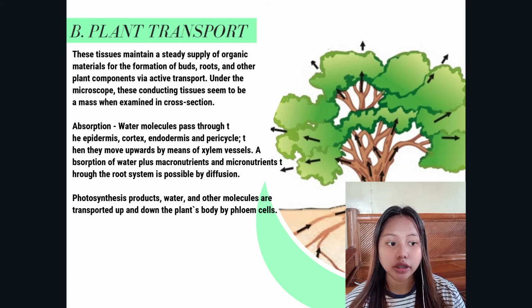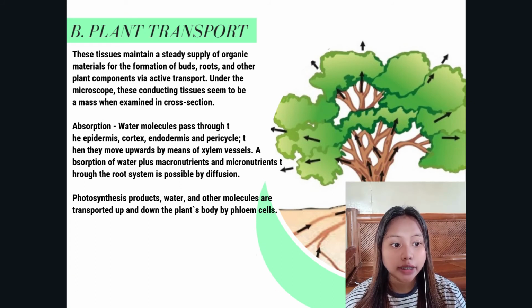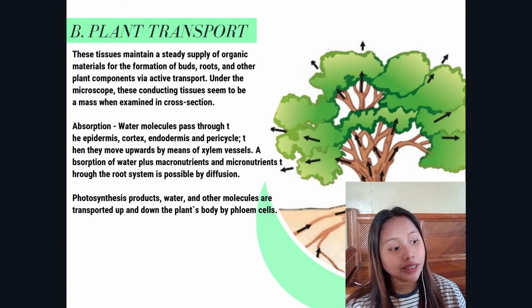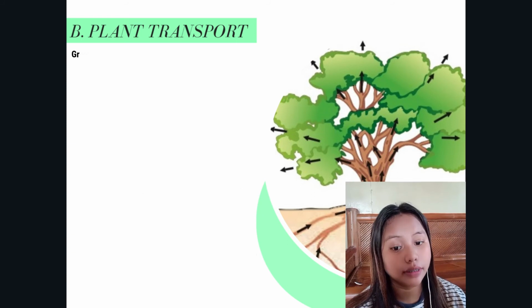Absorption. Water molecules pass through the epidermis, cortex, endodermis, and pericycle, then they move upwards by means of xylem vessels. Absorption of water plus micronutrients through the root system is possible by diffusion. Photosynthesis. Products, water, and other molecules are transported up and down the plant's body by phloem cells.